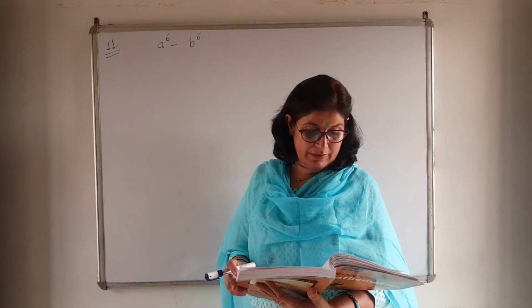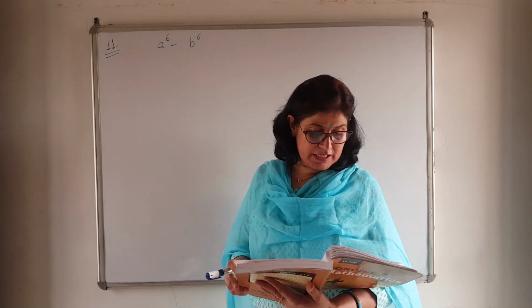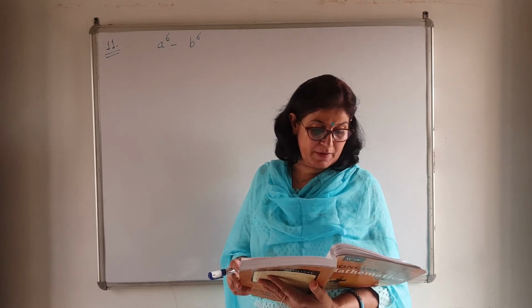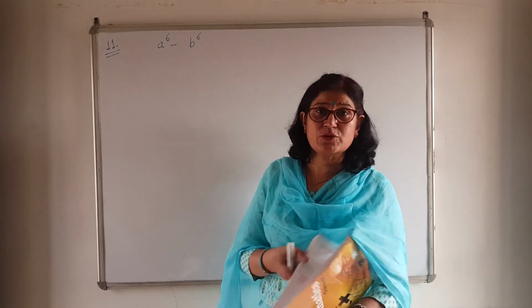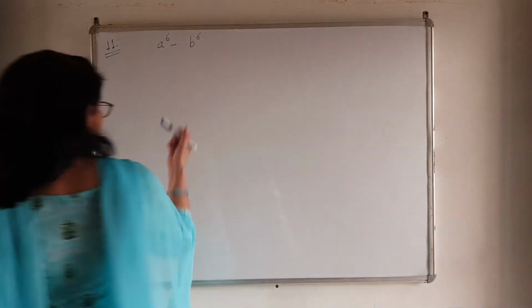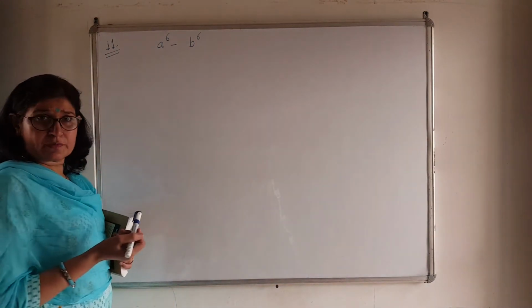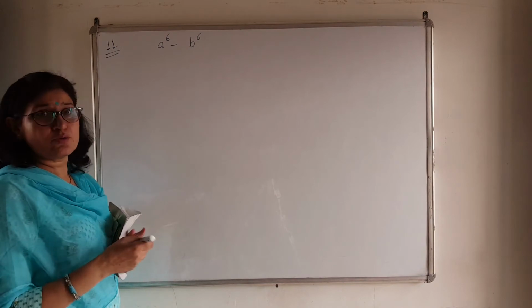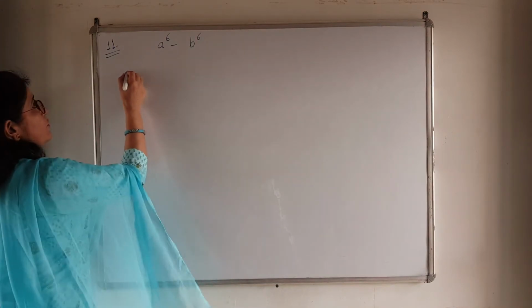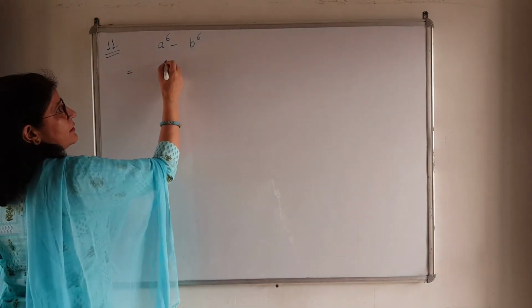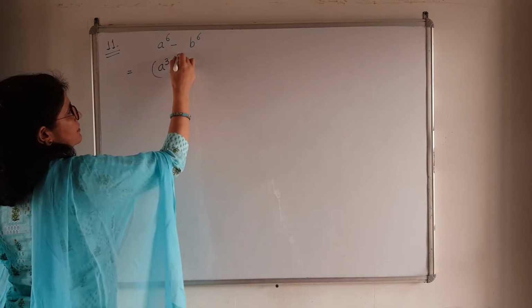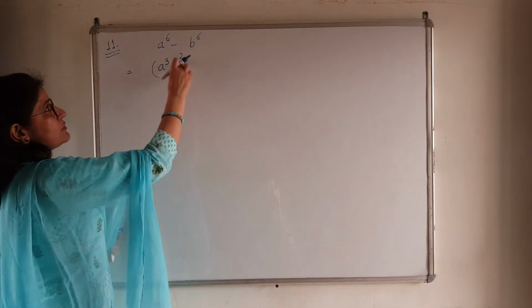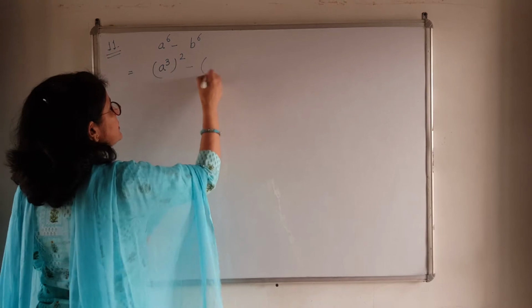Now our next question, question number 11. In this question the statement given is a raised to the power 6 minus b raised to the power 6. So what will we do? We change it into cube and square. First we will change it into a square. See how? A cube whole square, like this: 3 twos are 6, minus.